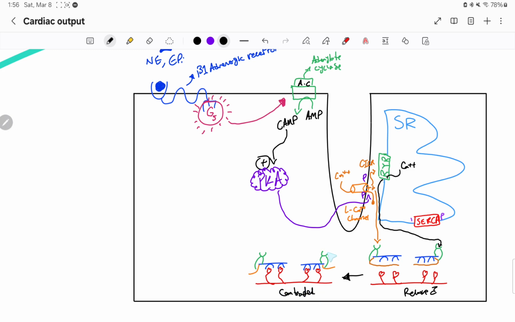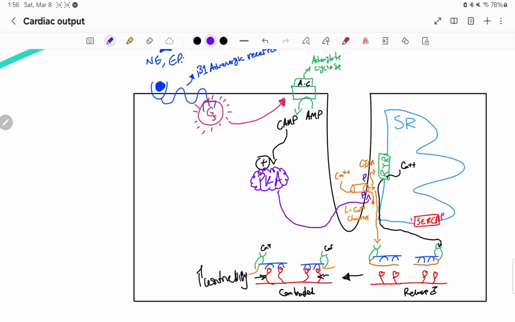Why do we do that? Because calcium binds to troponin, which moves this orange tropomyosin aside, allowing these myosin and actin heads to interact with one another and go through cross-bridge cycling in sliding filament theory, aka just increasing contractility of the heart at a given end diastolic volume.